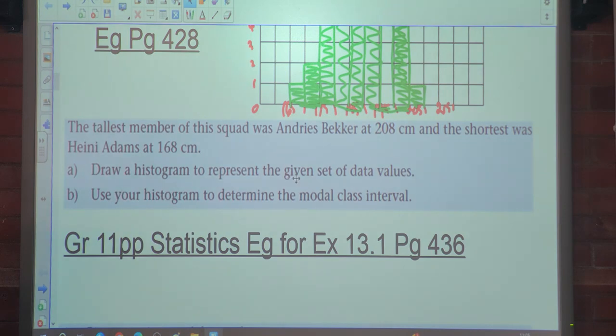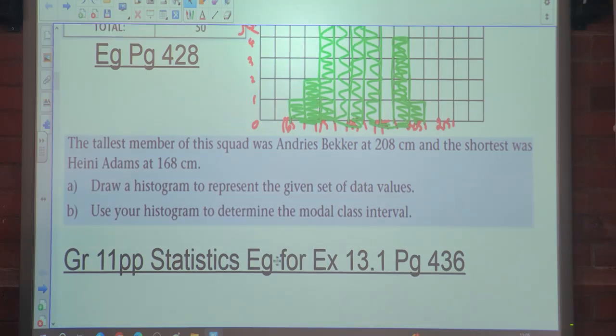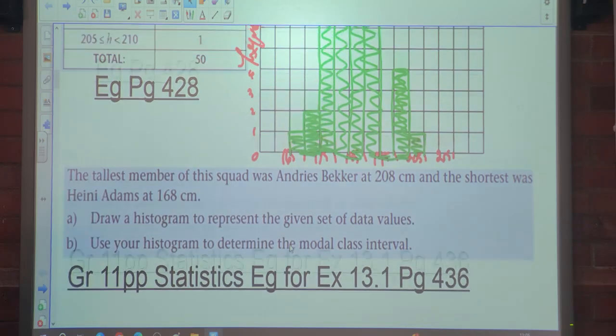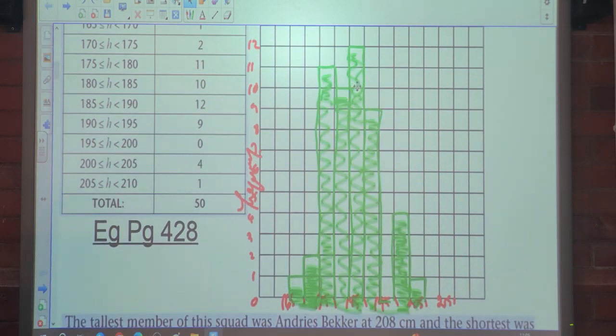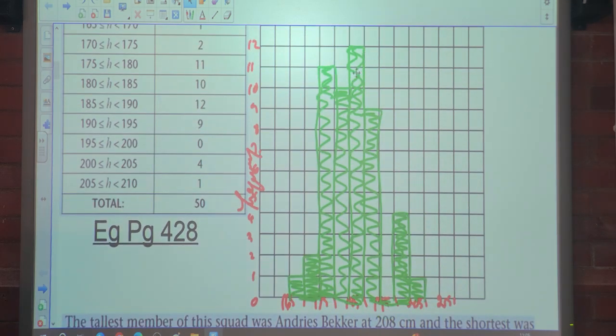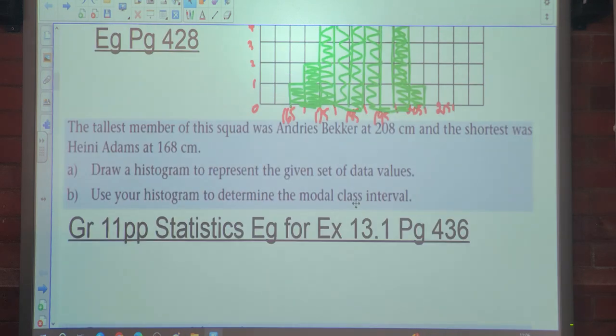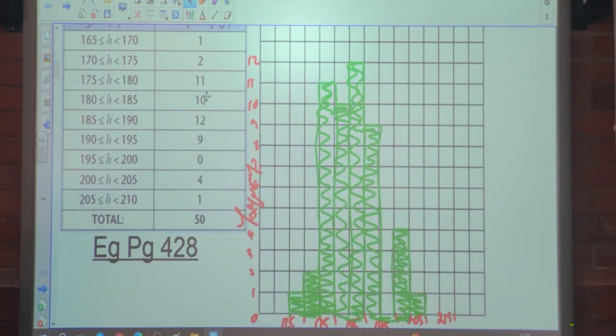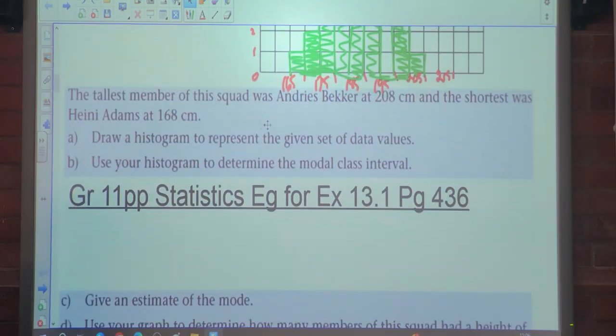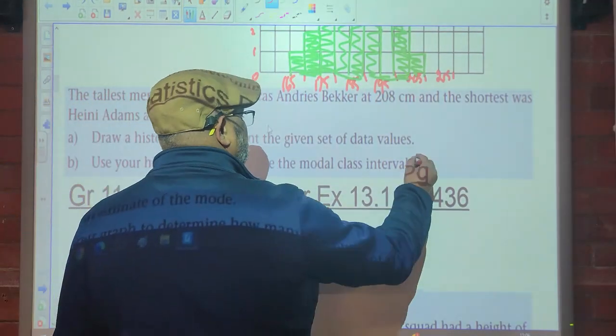They asked us to draw a histogram to represent a given set of data values. I just did that. Use your histogram to determine the modal class. People, what's the modal class? That has the most, and of course this one has the most here. And this one, of course, is 185 to 190. Can you see that, people? Also, we can pick it up from here. You see that? So that's going to be B.